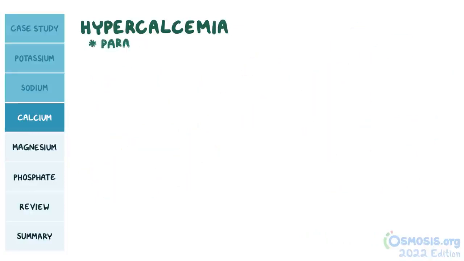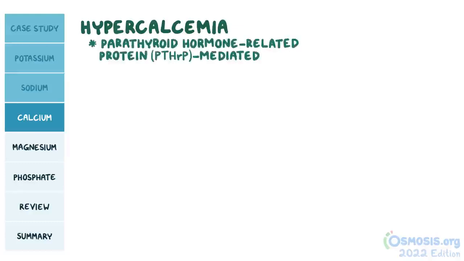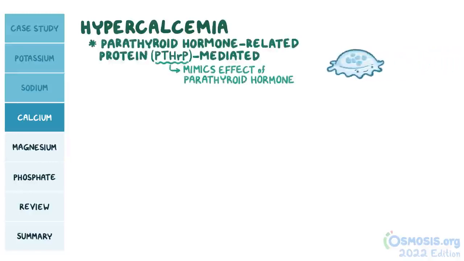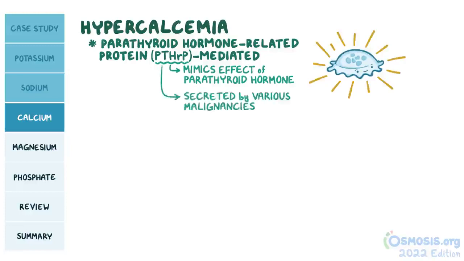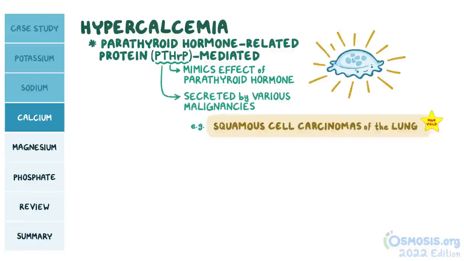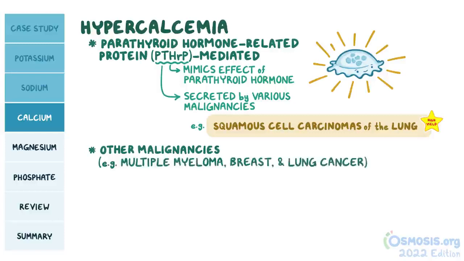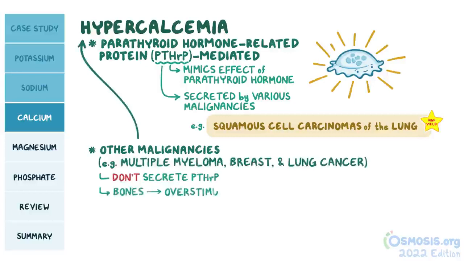Hypercalcemia can also be parathyroid hormone-related protein, or PTH-RP mediated. PTH-RP is a hormone that mimics the effect of parathyroid hormone, so it stimulates osteoclasts. It can be secreted by various malignancies, but for your exams, remember squamous cell carcinomas of the lung. Other malignancies like multiple myeloma, breast, and lung cancer can also cause hypercalcemia, but without secreting PTH-RP. Instead, they spread to the bones, overstimulating osteoclasts and creating lytic lesions.